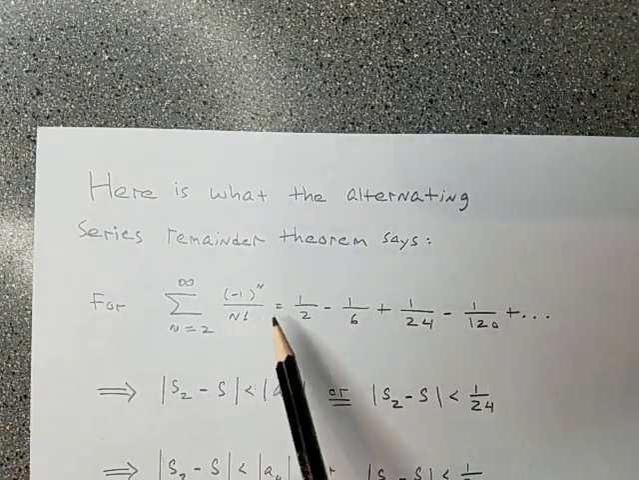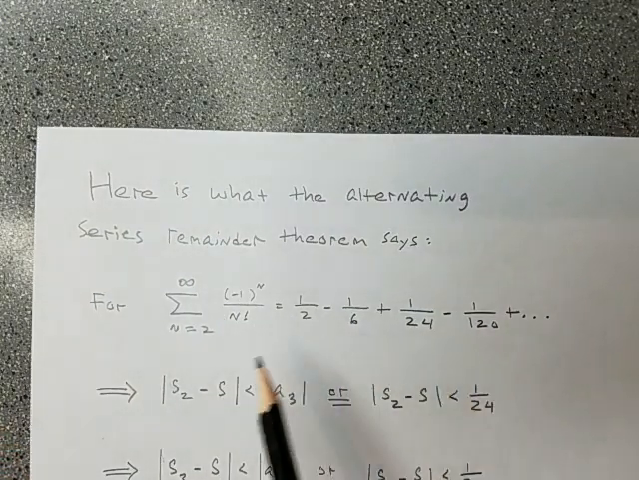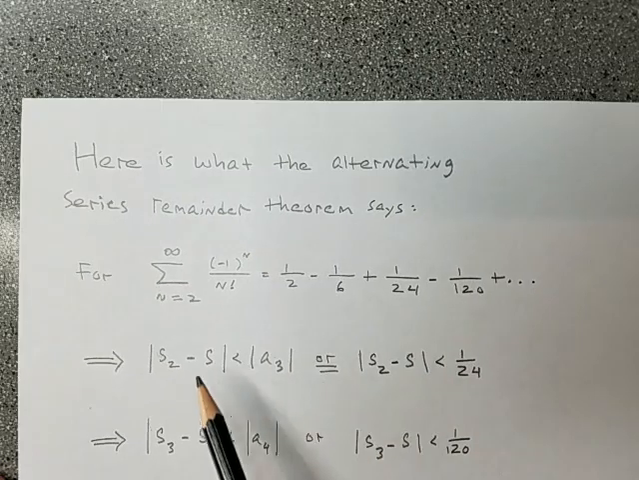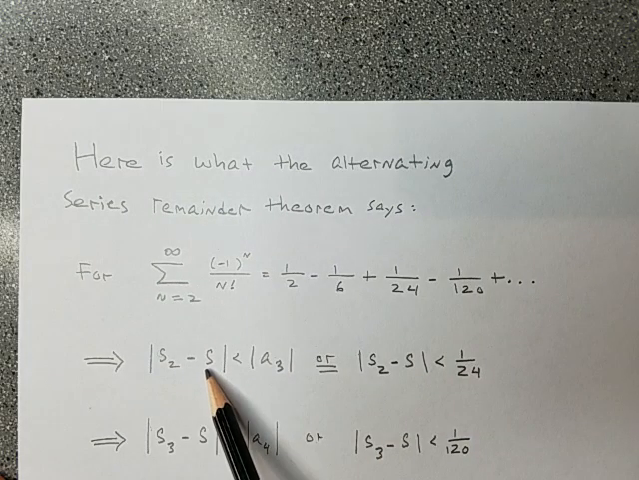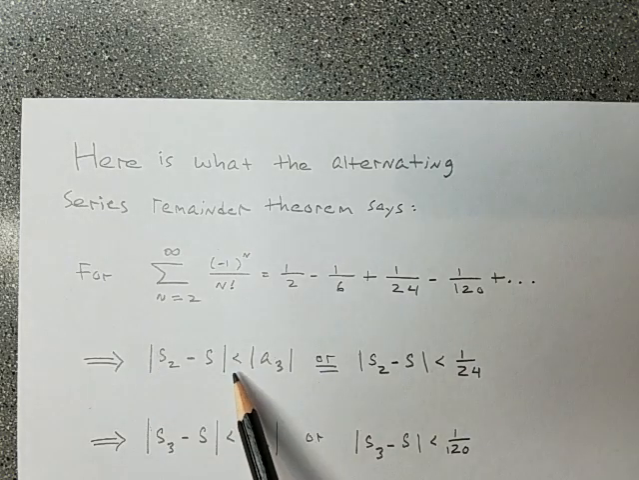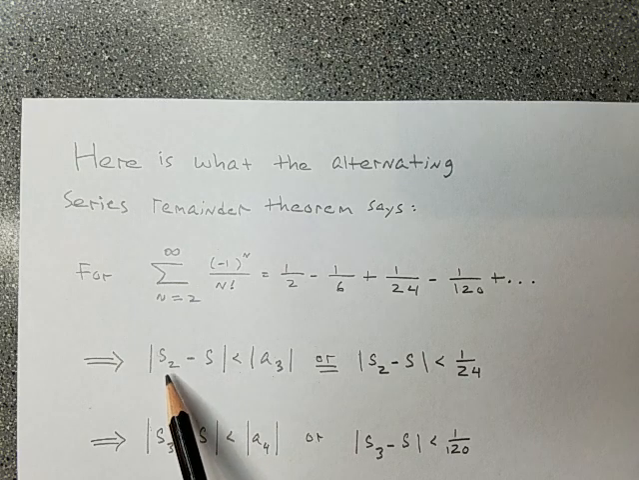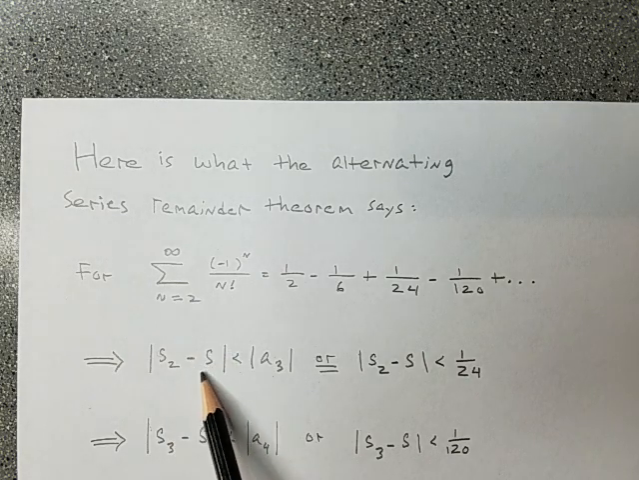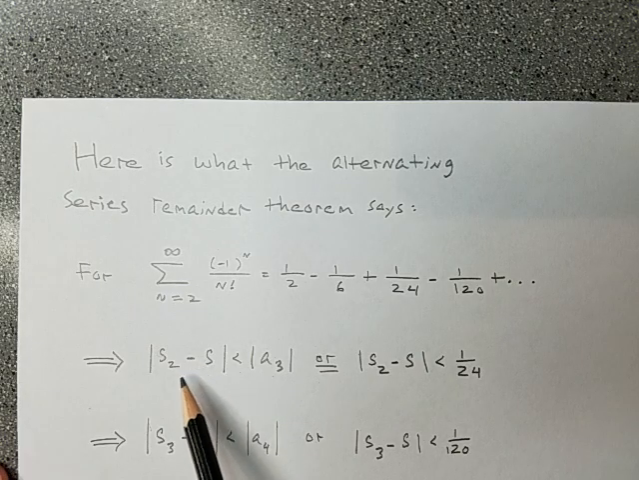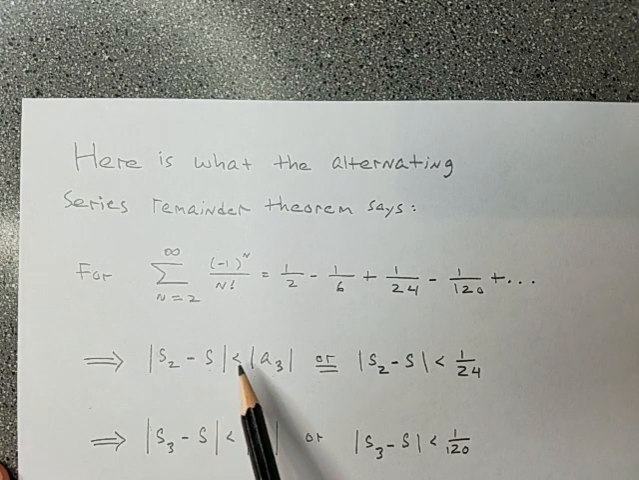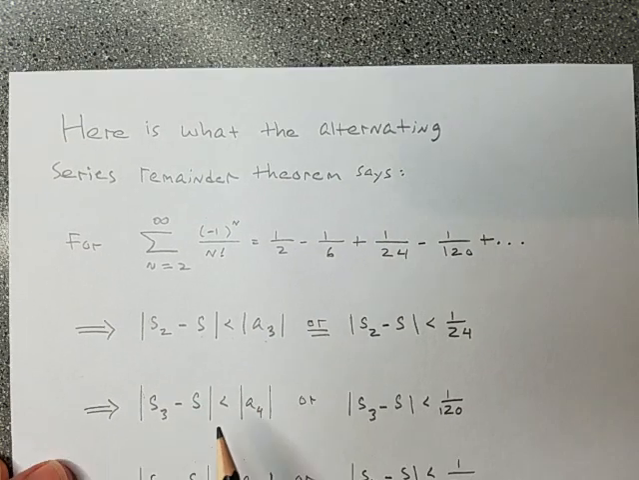So here's my same series. Here's how it's going to work. The sum of the first two terms minus S, that means the difference between them, absolute value, is going to be less than the third term. So it's like the sum of the first two terms, how close does it get you to S? When I subtract, that's how different they are. It'll get you less than this close. That's the third term. You see a pattern here?